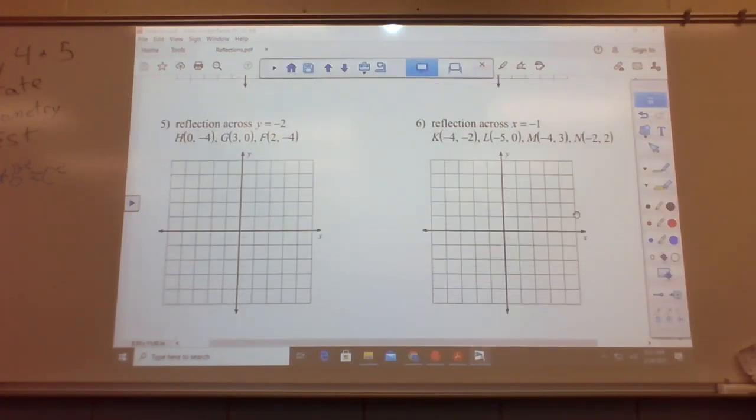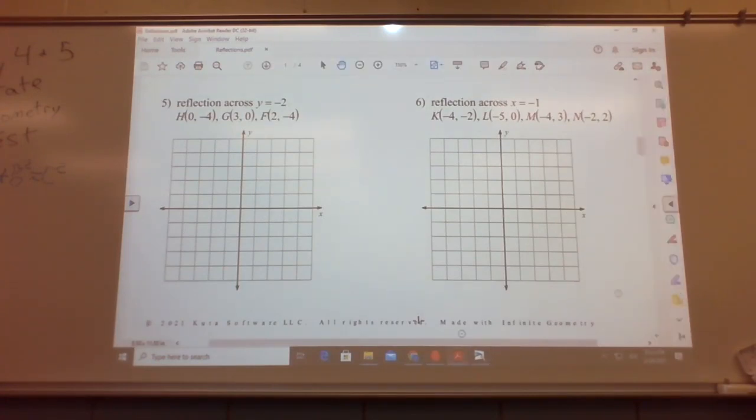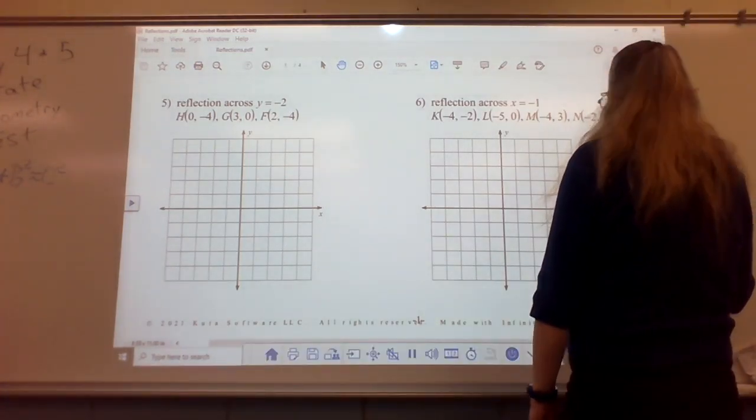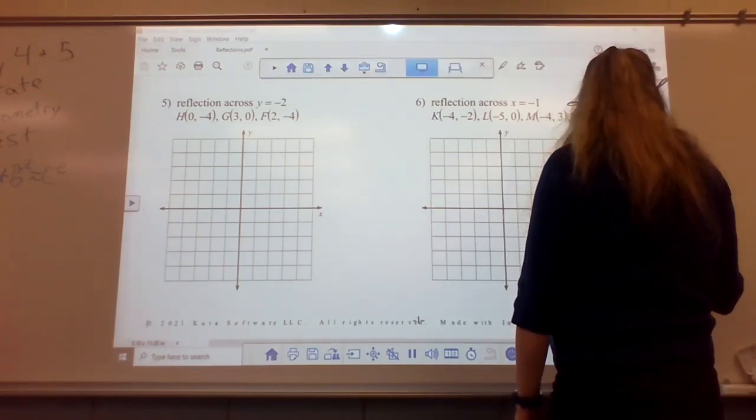5 and 6. Pretty much the same thing as what we've been doing, but the difference is you have to graph your own first thing. So you're going to have to graph your original. Now be really careful. I still have a few people graphing things in the wrong spots. Let's do the original in purple.